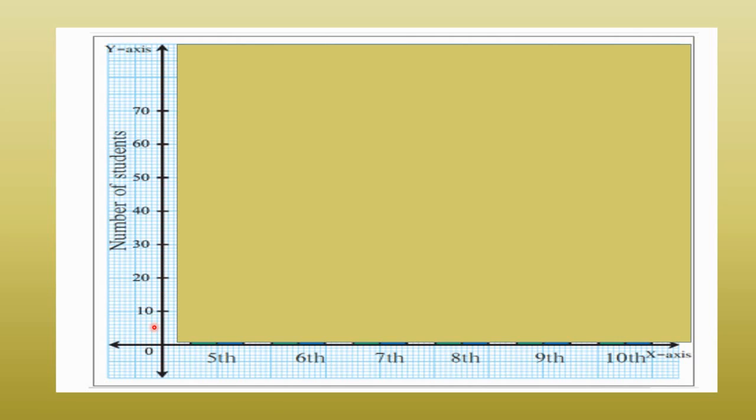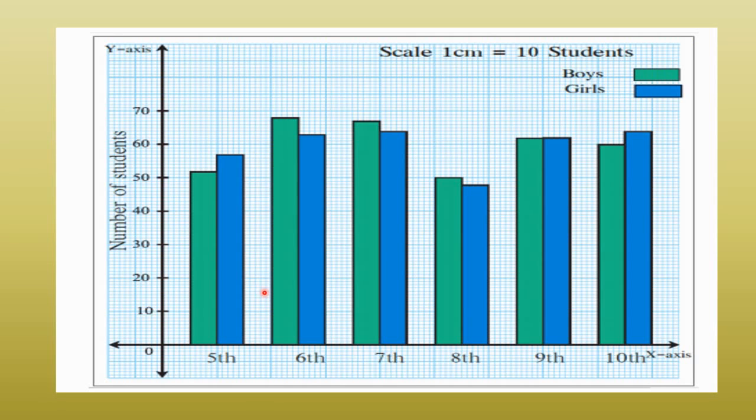So now we have to mark the number of boys and the girls on the y-axis. So here you can see for 5th standard 52 boys are there and 57 girls are there. So like this you will draw bar graphs. So here we have drawn the bar graphs and we have chosen different colors for boys and girls. So like this you will draw the joint bar graph.